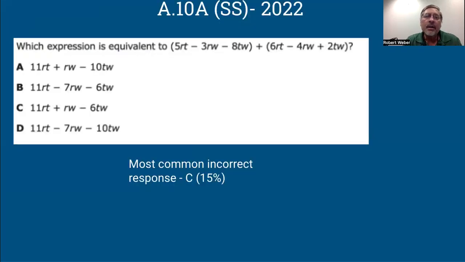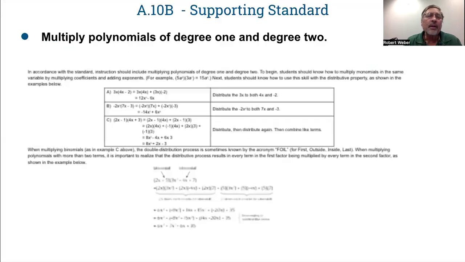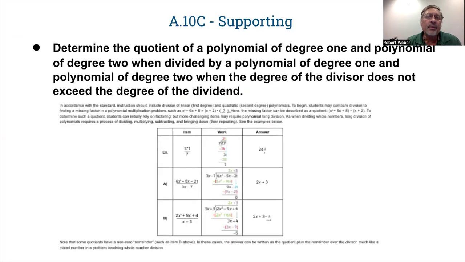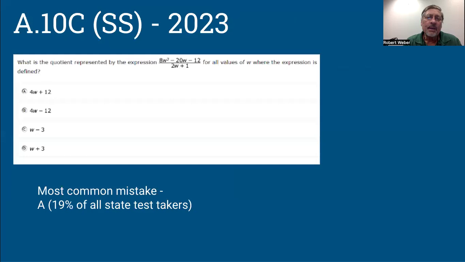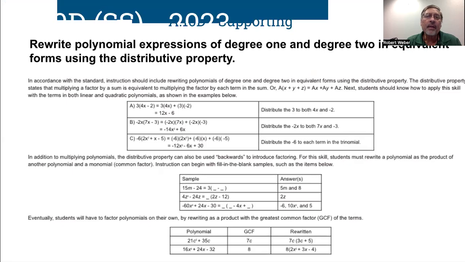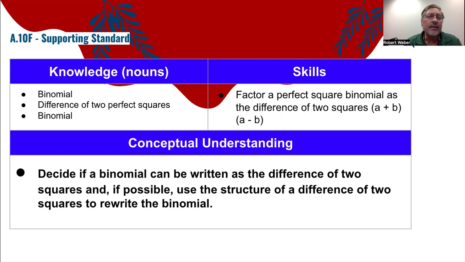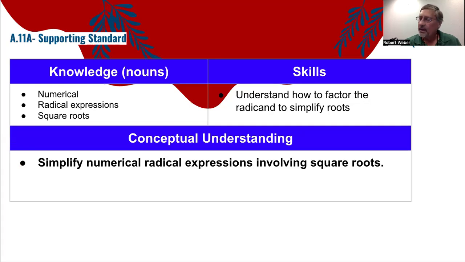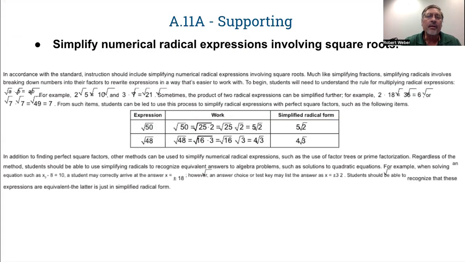Adding and subtracting polynomials, multiplying polynomials, dividing polynomials, polynomial division. So a lot, like I say, in this unit, rewriting polynomials, supporting standard. Ooh, that needs to be fixed as well. 10F, okay. Deciding if a binomial can be written as a difference of two squares. So basically difference of two squares. Example there, 11A, that also needs to have an accompanying statement at the top, simplifying radical expressions.